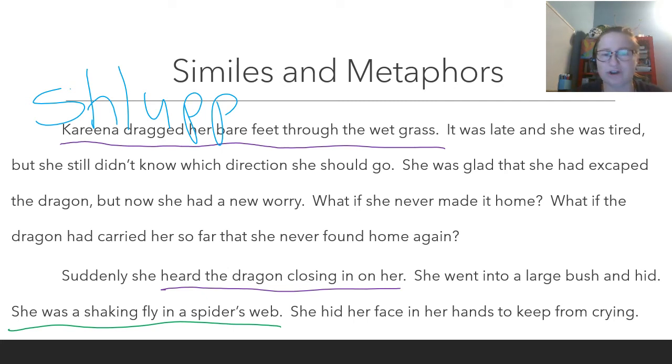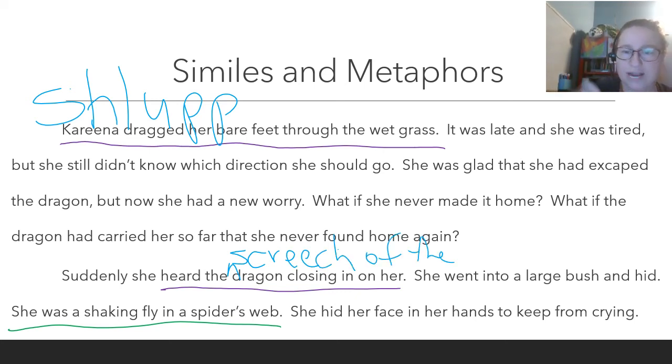Suddenly she heard the dragon closing in on her. Ooh, suddenly she heard the screech of the dragon closing in on her. So it doesn't always have to just be a sound. I can also add it into my sentence. Suddenly she heard the screech of the dragon closing in on her. Yep, that's how I want my story to sound.